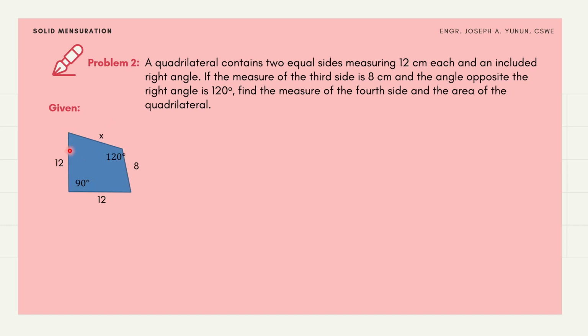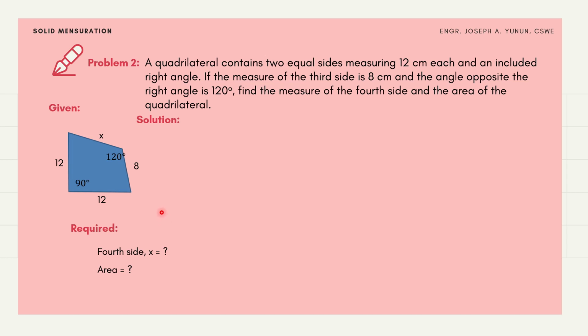You have the two sides which measure 12 centimeters, and the included angle between them is 90 degrees. And one side is 8 centimeters, and the angle opposite the 90 degrees is 120. So find the fourth side. I have indicated the fourth side as the unknown x, and also determine the area. So the fourth side and the area are the required values.